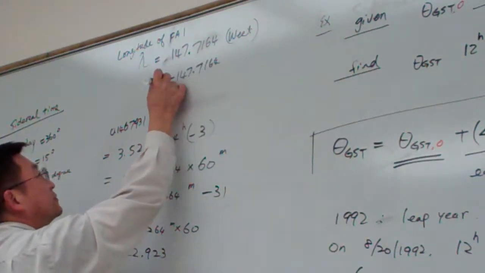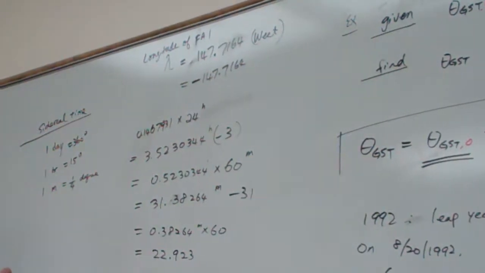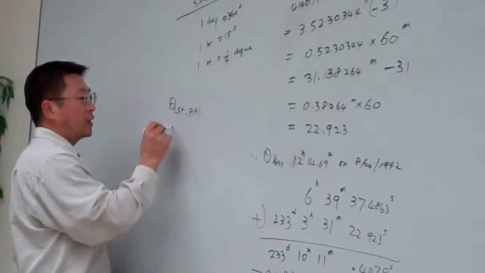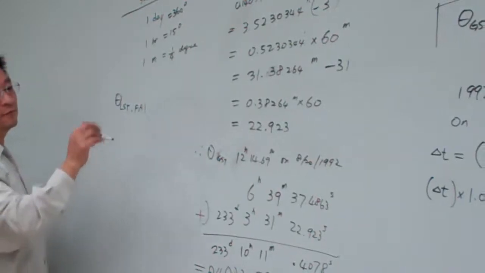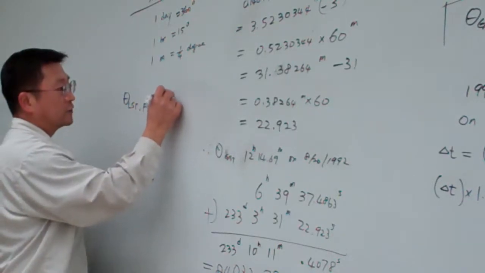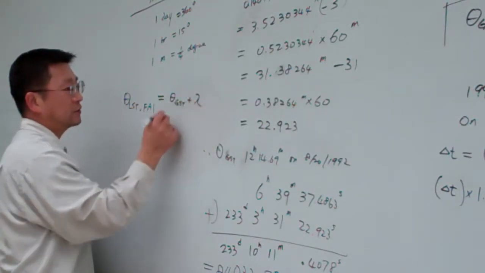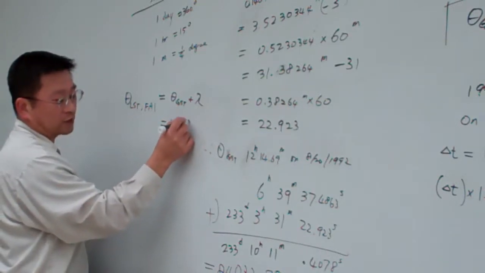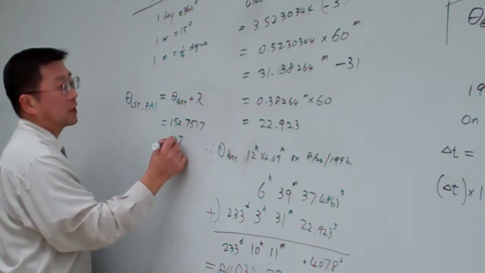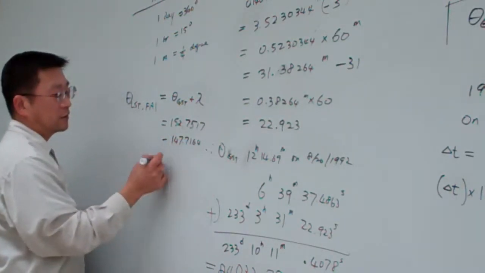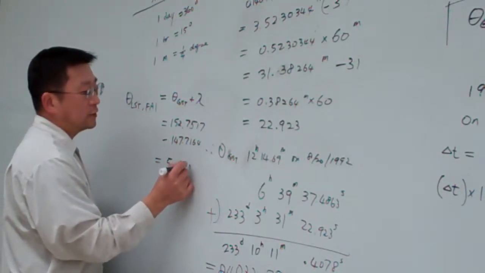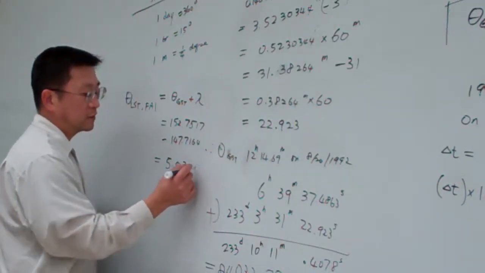147.7164. Okay. So at that specific moment, the theta LST at Fairbanks would be theta GST plus lambda, so that is 152.7517 minus 147.7164. Do the subtraction, that will be 5.03151 degrees.